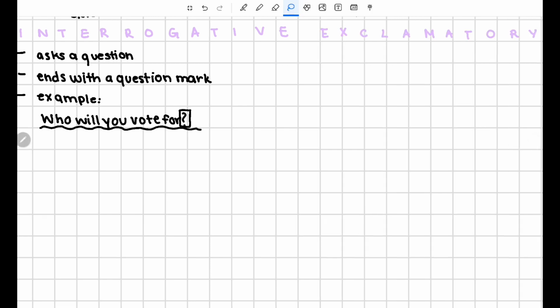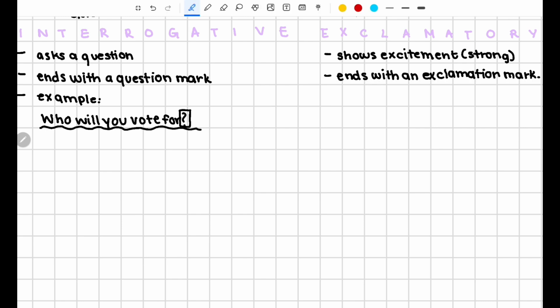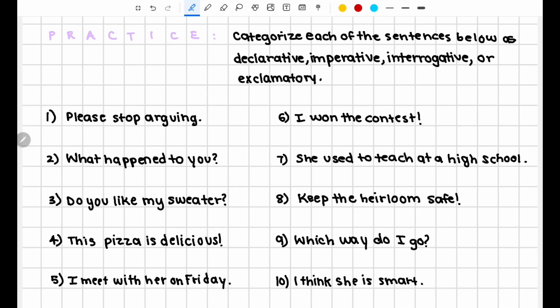And lastly, we have the exclamatory sentence. Exclamatory. Think of exclamatory like exclaiming. It's showing strong excitement and it's expressing that excitement. So it ends with an exclamation mark. Let's look at an example of an exclamatory sentence. I am so excited! It's showing my excitement from the way that it's worded and the exclamation point.